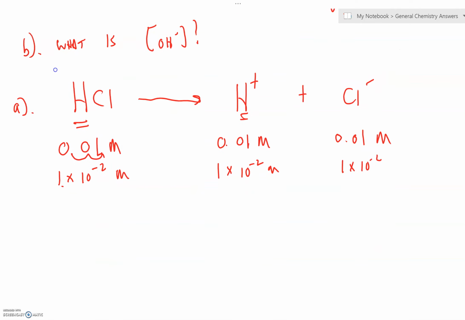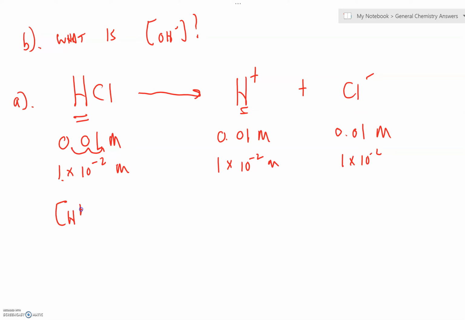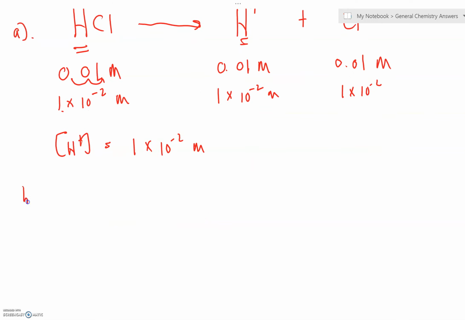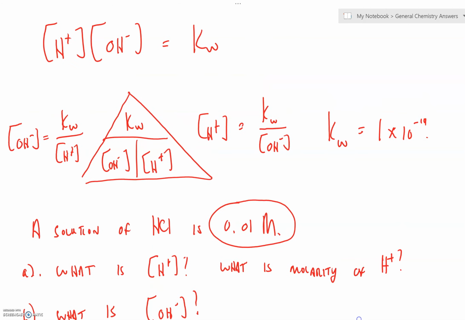All right, that's easy. So we know that the concentration of H plus is equal to 1 times 10 to the minus 2 molar. Let's do part B. What is the concentration of OH minus? All right. Here is where the magic happens. We know this guy right here.